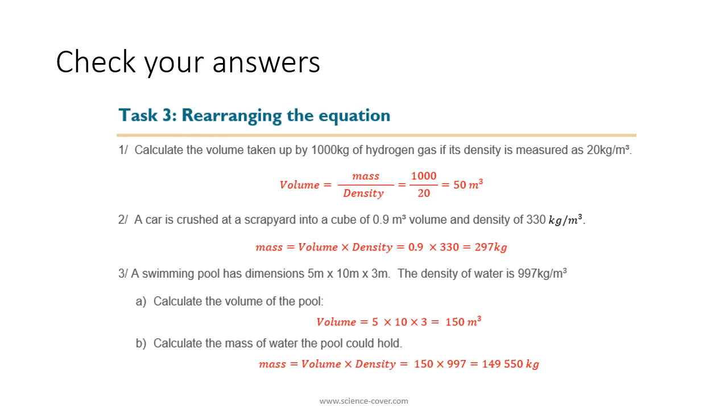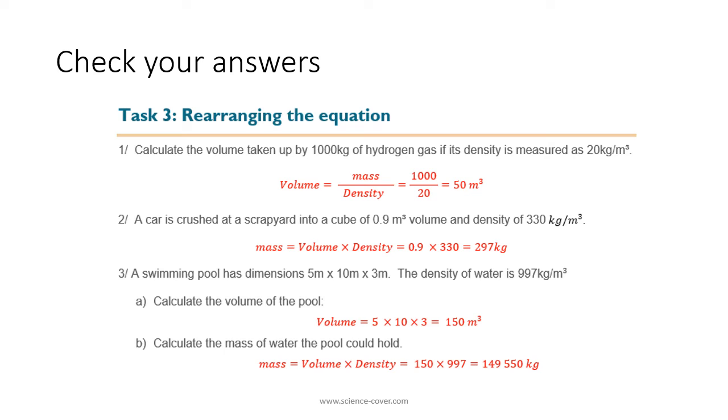Calculate the volume taken up by 1,000 kilograms of hydrogen gas if the density is 20 kilograms per meter cubed. So the volume is the mass divided by the density. So that's 1,000 divided by 20, which gives us 50 meters cubed.